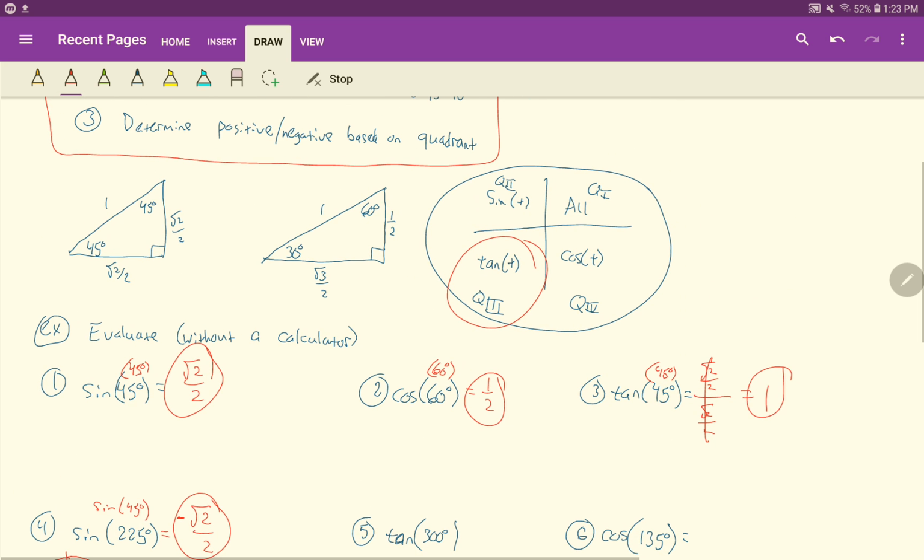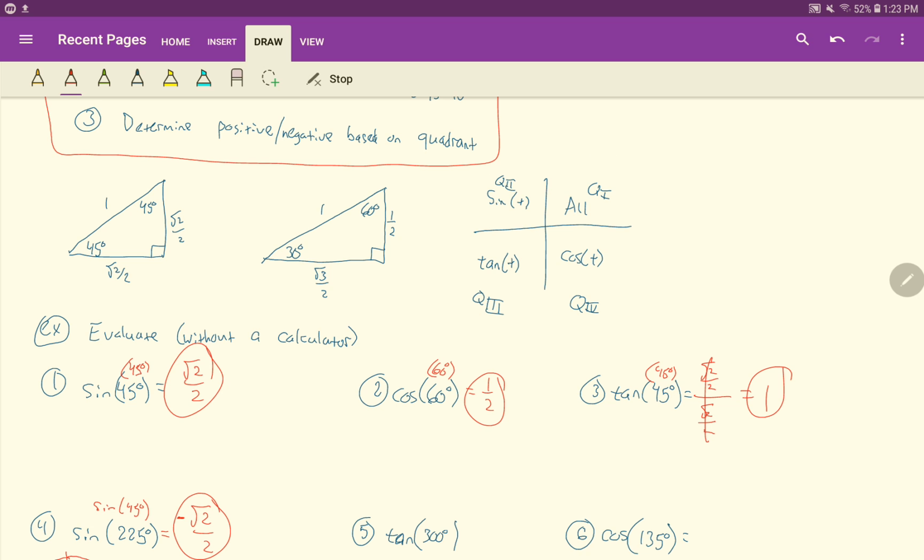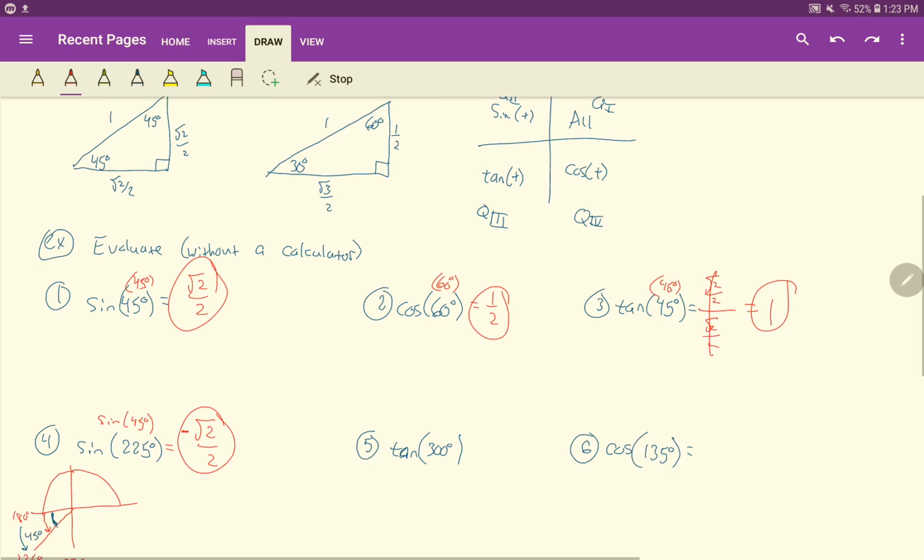By the way, an easy way to remember all of these places: all the trig functions are positive in the first quadrant, only sine is positive in the second, only tangent is positive in the third, and only cosine is positive in the fourth. An easy way to remember that is ASTC: all students take calculus. That's one way you can help remember the order of where those trig functions go.